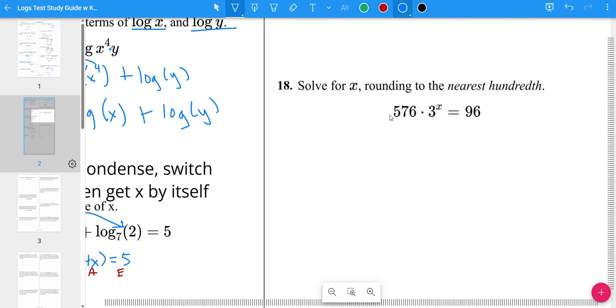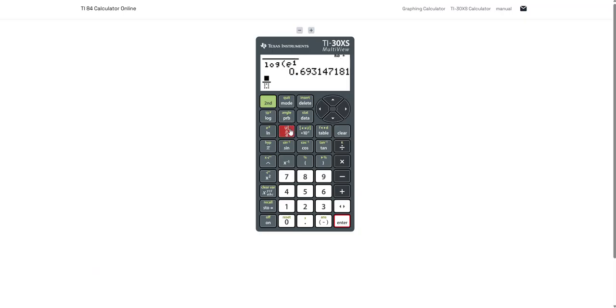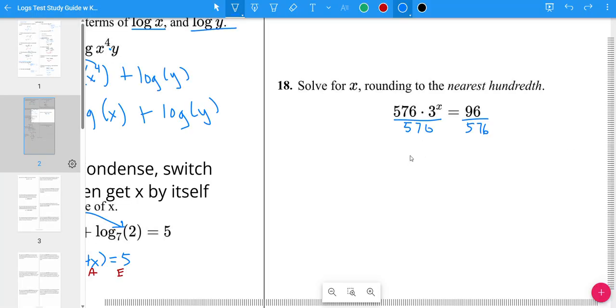So this time, there is a number to divide in front. That's why I said you divide in front if needed. So we divide by 576 first, because we need to get into bay form, or b, e, a form, to get to bay. So remember, I like to type these as fractions. 96 over 576 is 1/6. So I have 3 to the x is 1/6.